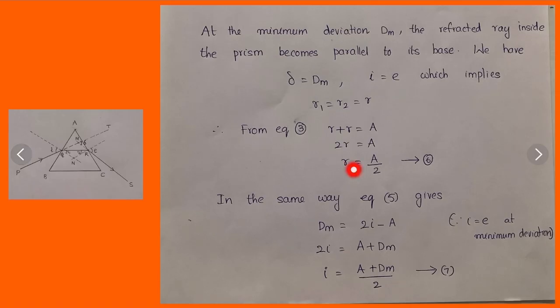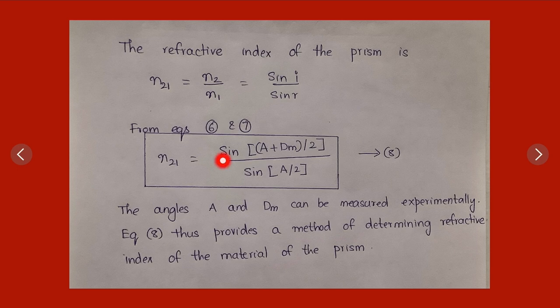So, let us go back. r is equal to A by 2, i is equal to (A plus Dm) by 2. So, I have substituted sin (A plus Dm) by 2 divided by sin A by 2. So, this is the derivation which we want. This is the derivation. So, refractive index of the material of the prism n21 is equal to sin (A plus Dm) by 2 by sin A by 2.